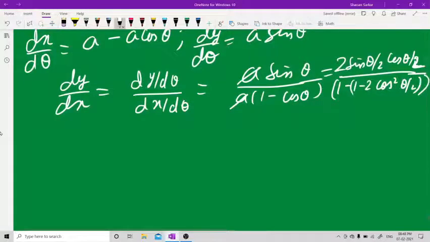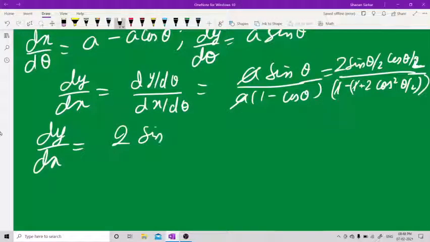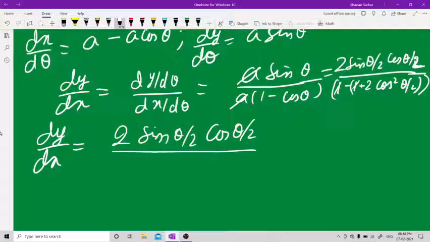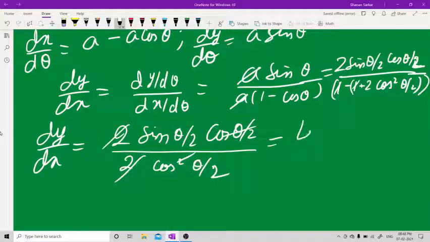Now this 1 will cancel with this. Minus and minus will make it plus. Now dy by dx is equal to 2 sine theta by 2 cos theta by 2 upon 2 cos square theta by 2. The 2 cancels, cos cancels. You got tan theta by 2. So dy by dx is this.